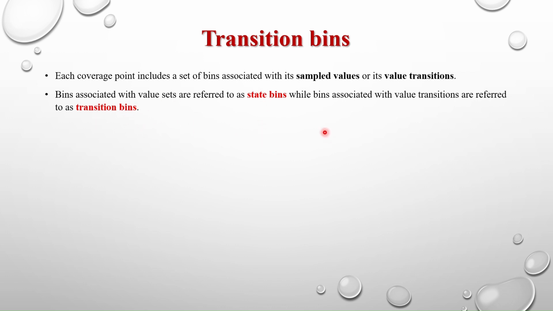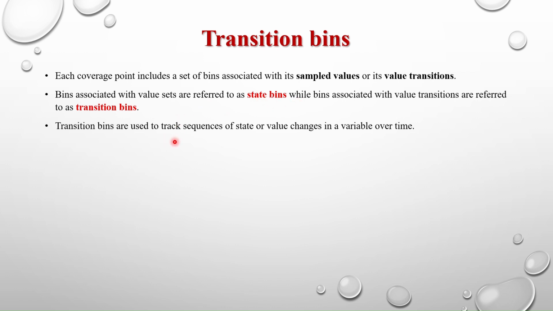For example, in state bins, we will check whether A has occurred or not, whether B has occurred or not, or how many times A has occurred and how many times B has occurred. But in transition bins, we will track whether the value is changing from A to B or not. So here we check the sequence of value changes. If the value is changing from A to B, then it will be counted. So state bins are used to track the individual values of a variable, and transition bins are used to track the sequences of value changes. These are the differences between state bins and transition bins.